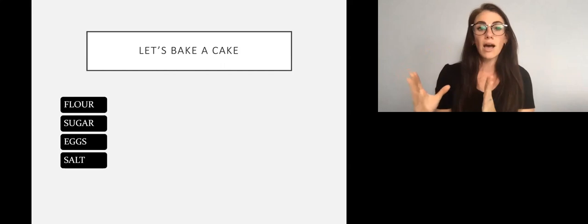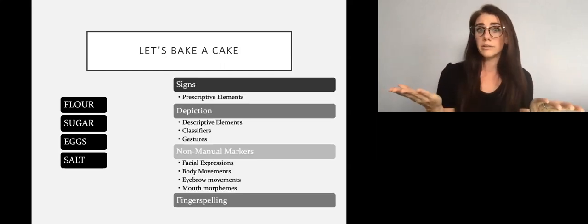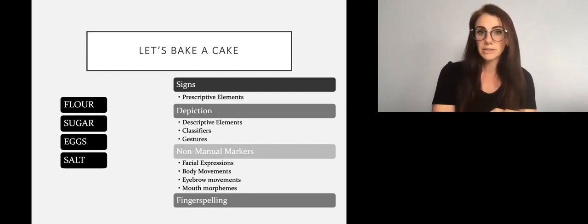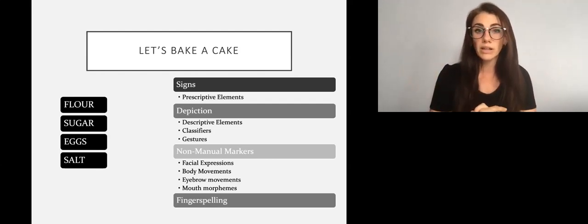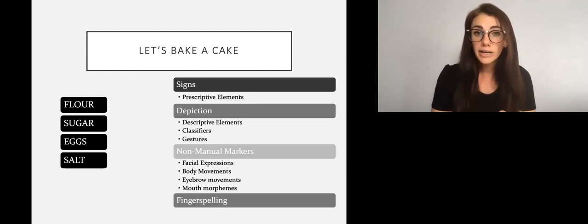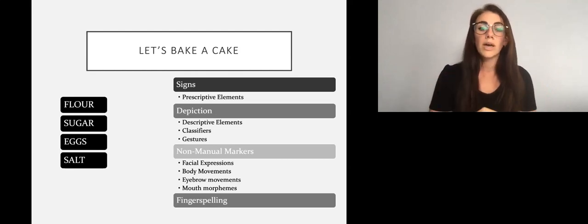Now, if we look at ASL, let's look at the ingredients of ASL. The ingredients of ASL include signs, okay? Signs are what we would refer to as prescriptive elements, okay? Then we have something called depiction. Now, depiction covers a lot of different things, but these are elements that we would refer to as descriptive elements. So they're very visual. They're going to include things like classifiers, which we're going to learn about. And if you've taken ASL before, you've heard about. Okay, they're going to include gestures.